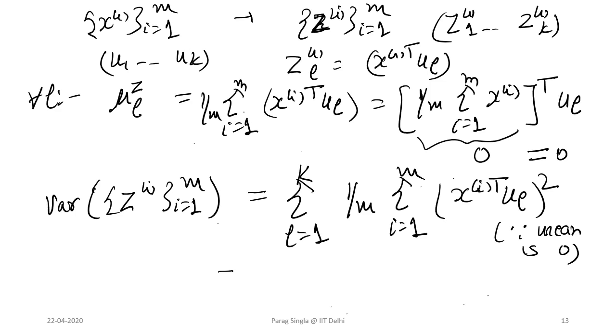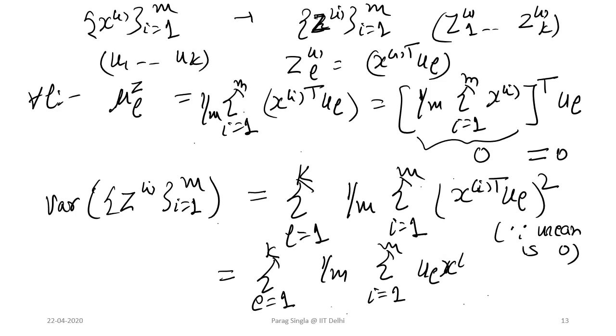And expanding it further, we will get the sum over l equal to 1 to k, 1 by m, sum over i equal to 1 to m. We will write it slightly differently. I'm taking one of these expressions in the square out, and instead of writing it as xi transpose ul, I'm writing it as ul transpose xi, which is the same thing, right?